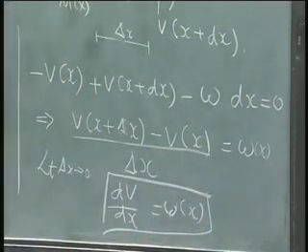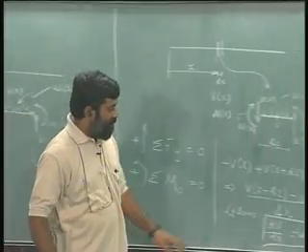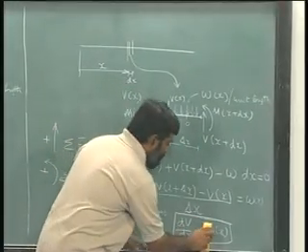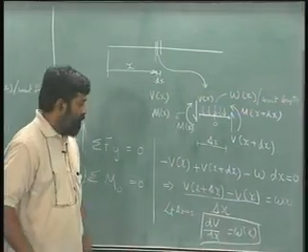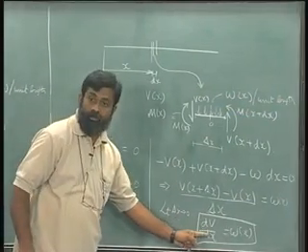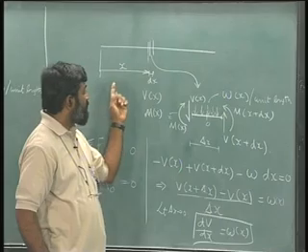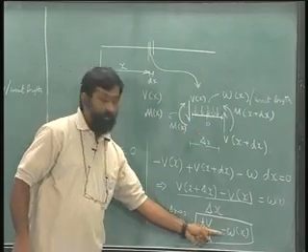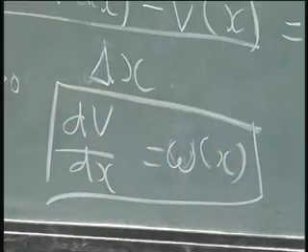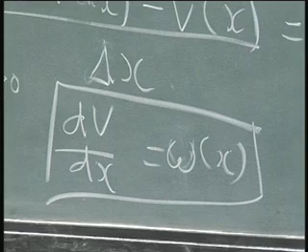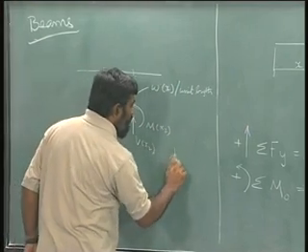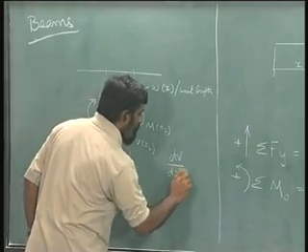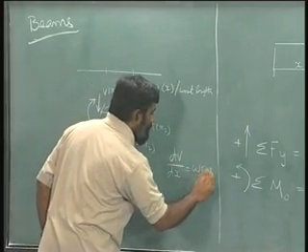And therefore, we have a relationship. It essentially tells me that the variation of shear force along x gives me W of x, which is the load applied, transverse load applied. Okay. So, one result that we get is dV by dx equals W of x.